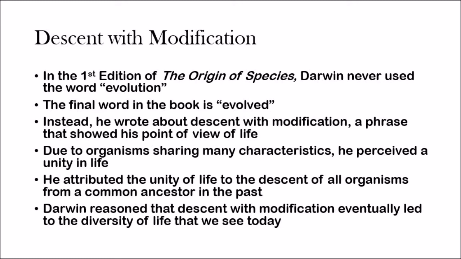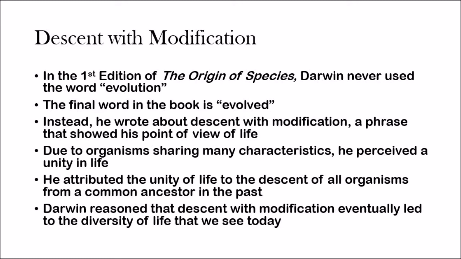That's basically as time progresses within a population, organisms get new traits. And you can see that in the previous video. I already mentioned that. And because many organisms had many shared characteristics, he perceived a unity of life. So he thought that because, let's say, for example, all mammals are warm-blooded, that's an example of a trait that all mammals share.